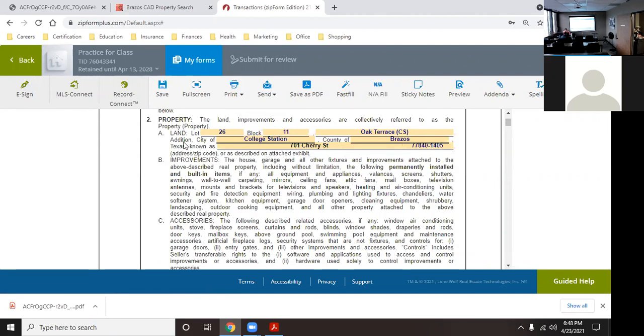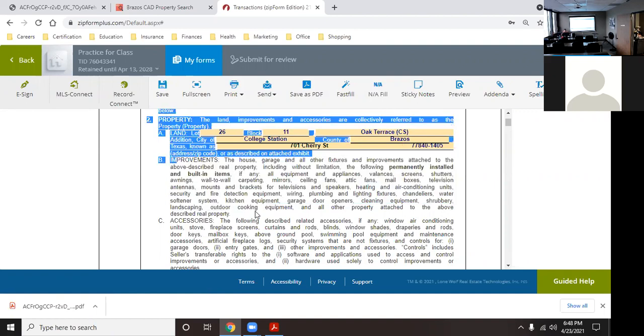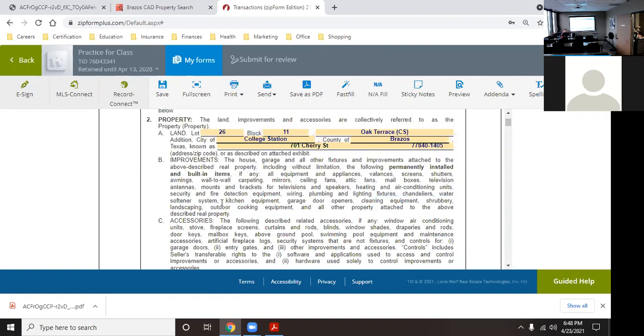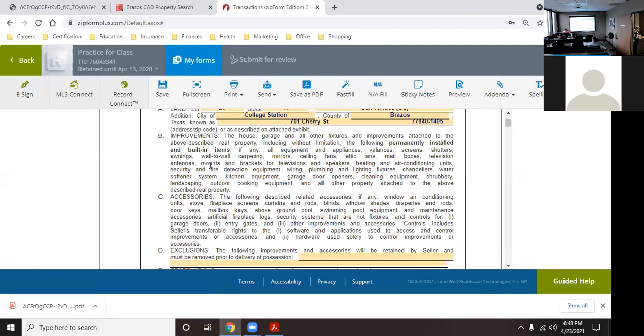So yes, you have the property, the land, and you have all the improvements here. This is all the stuff that will be conveyed at closing. These are all part of the real property of the property you're purchasing. So this is not just the land, but this is also the house, the garage, and all the fixtures and everything like that. And then you also have accessories.